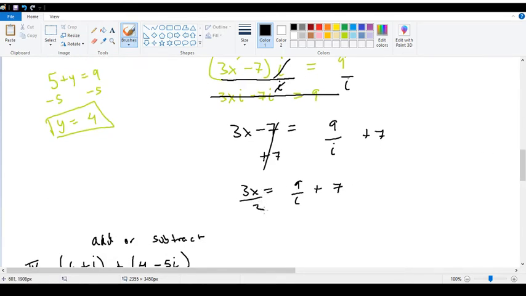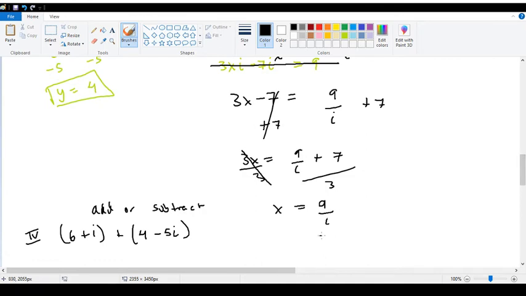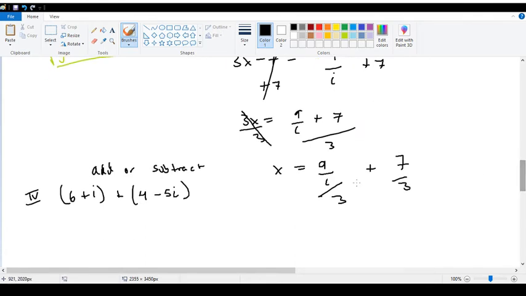Divide everything by 3, divide everything by 3. x is equal to this weird looking fraction, 9 divided by i over 3 plus 7 divided by 3. But don't panic, we can make this more simplified. So you have 9 over i divided by 3.